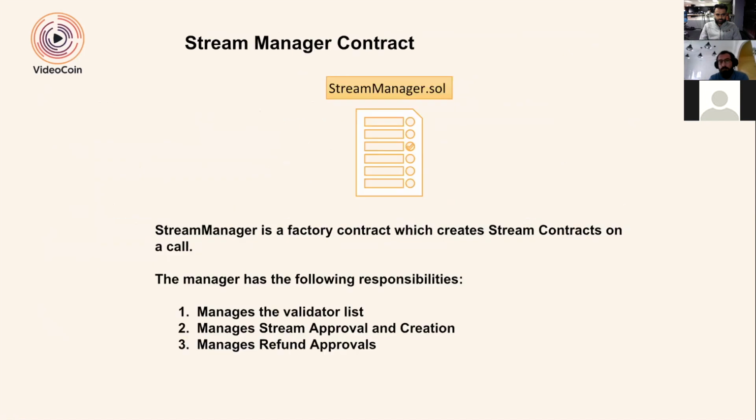in the streaming process. The manager smart contract does a lot of bureaucratic work. It holds a list of validators or verifiers, the addresses that can verify the miner proofs. It also manages the stream approval and creation, because the client first has to submit a request with some parameters like a stream ID, an RTMP address, and the required bit rates.